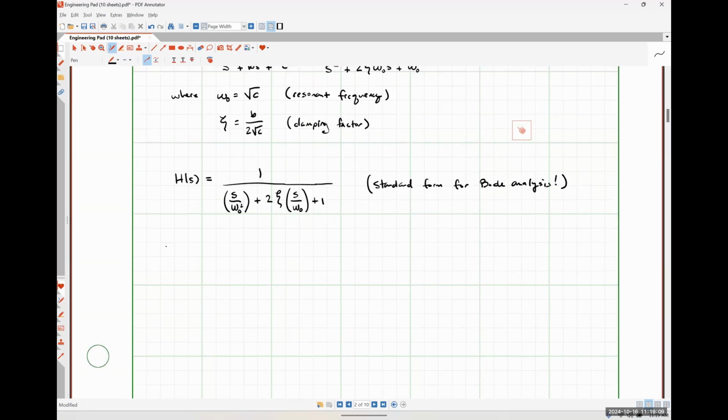So if zeta is greater than 1, then H of s may be factored to show that the system has two simple poles.